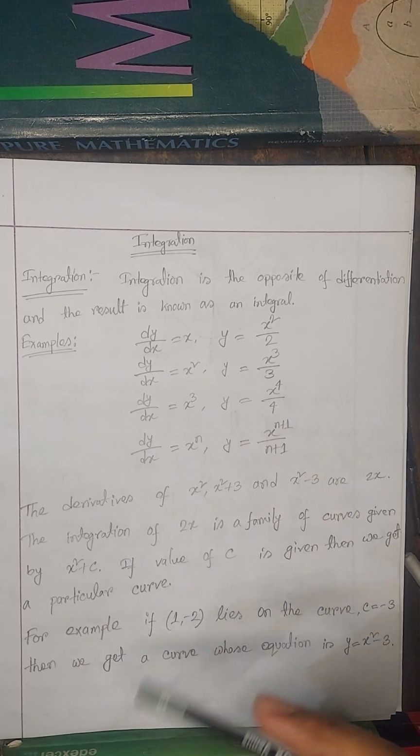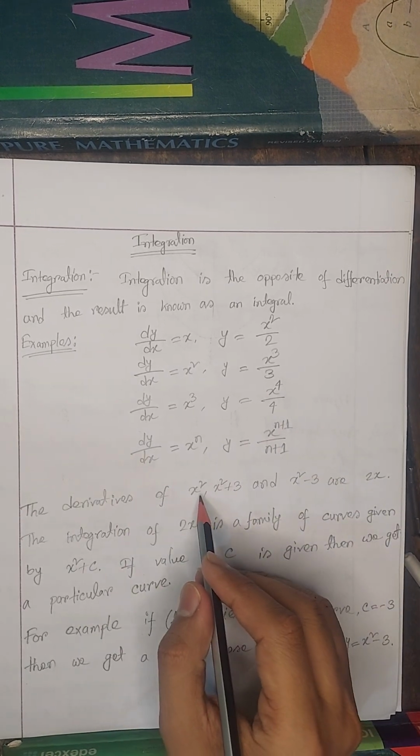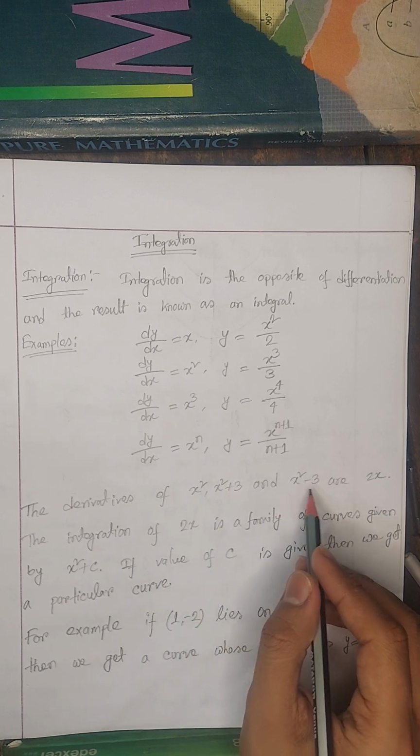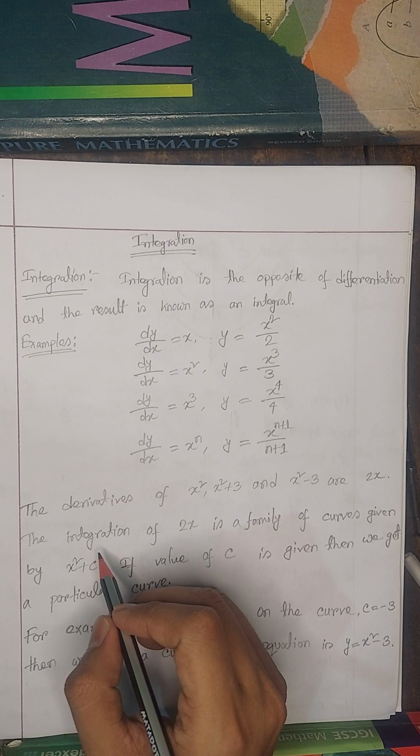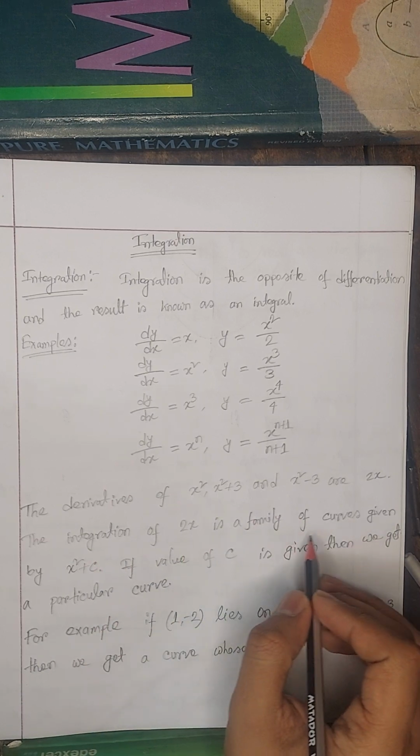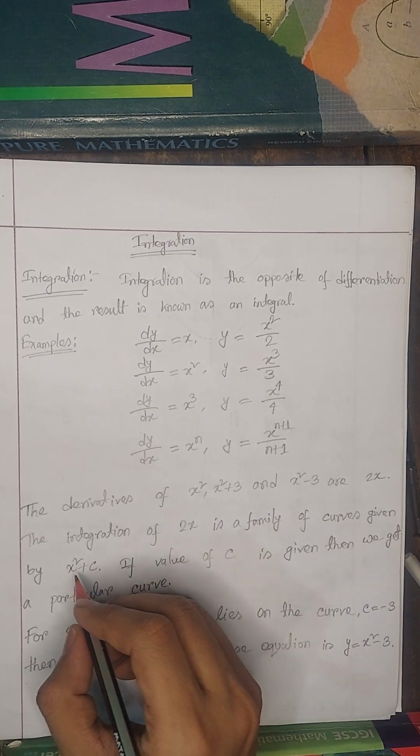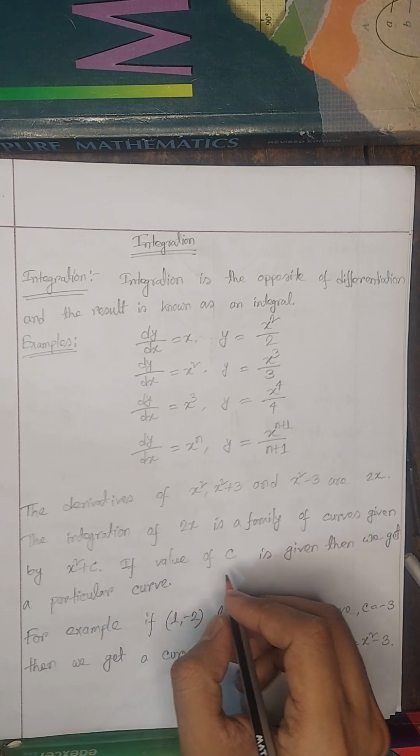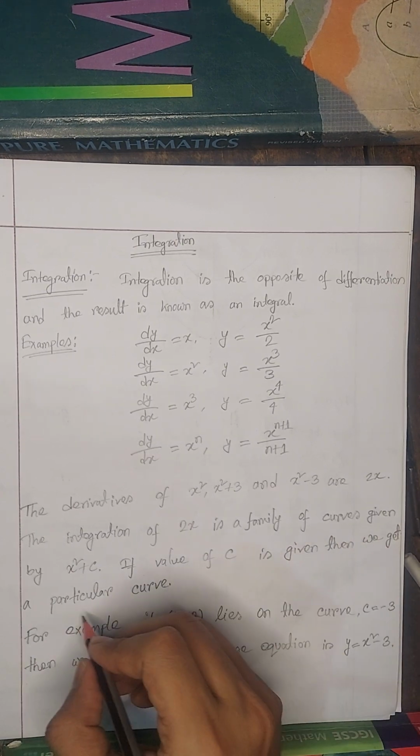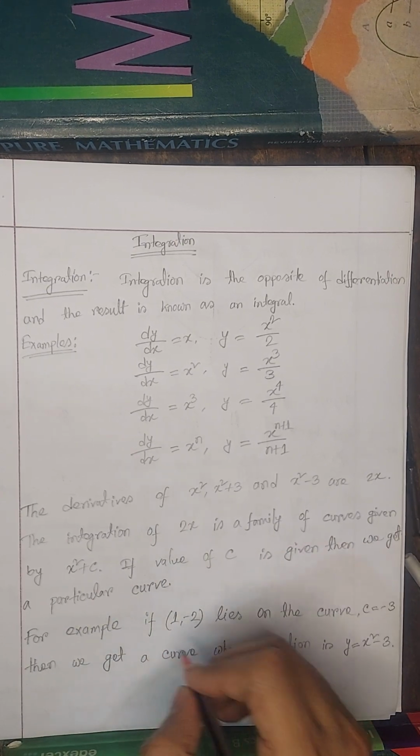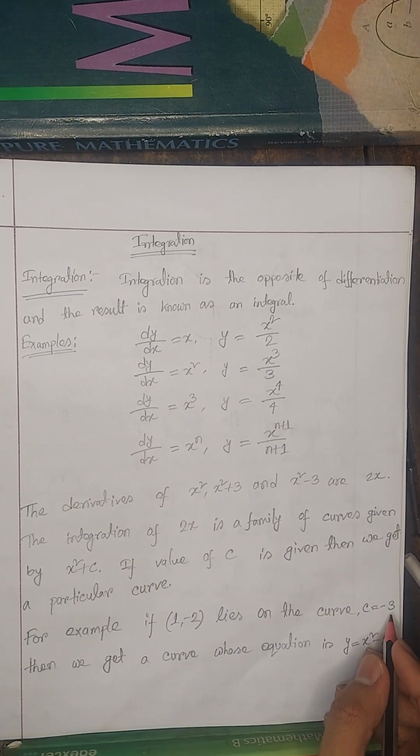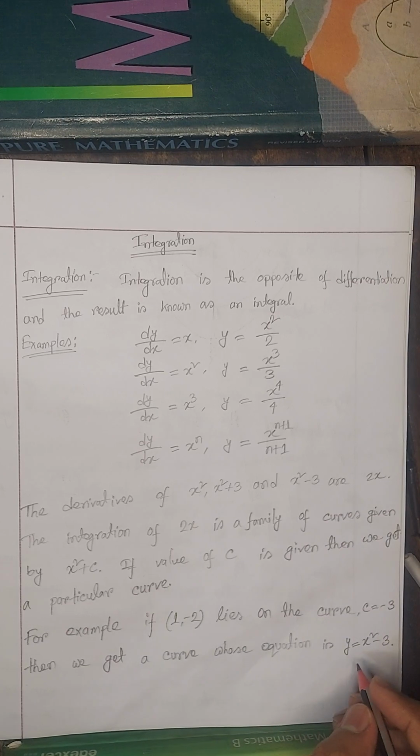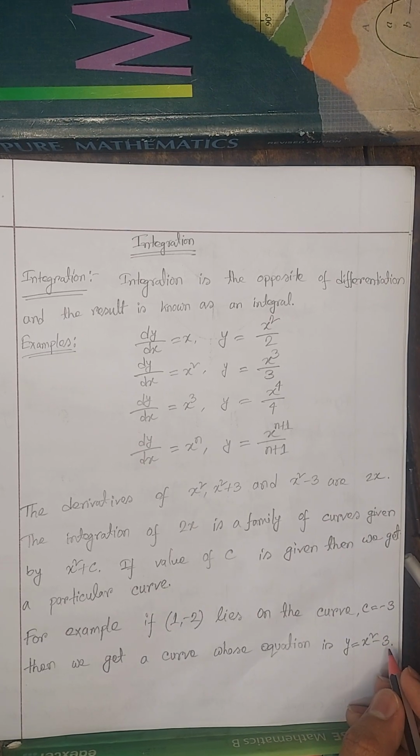Here the derivatives of x square plus 3 and x square minus 3 are 2x, and so the integration of 2x is a family of curves given by x square plus c. If the value of c is given, then we get a particular curve. For example, if (1, minus 2) lies on the curve, c is equal to minus 3, then we get a curve whose equation is y is equal to x square minus 3.